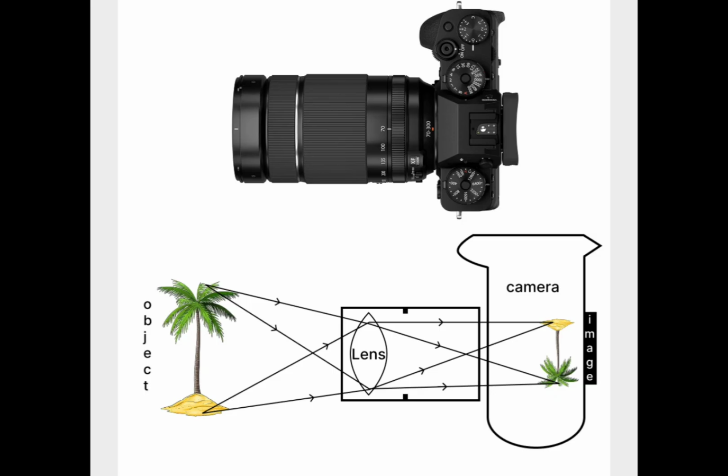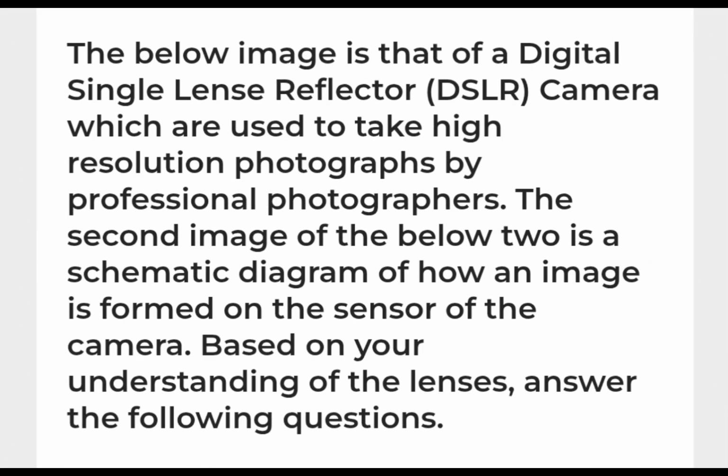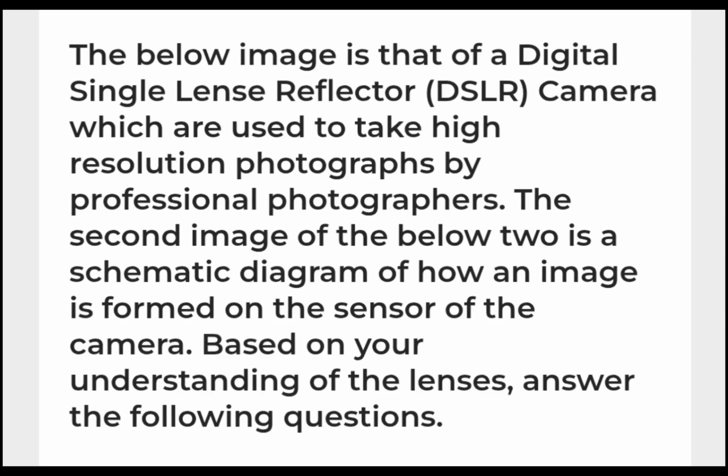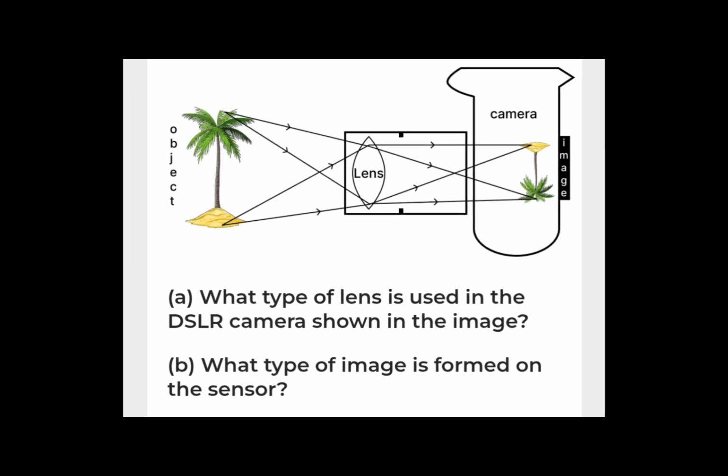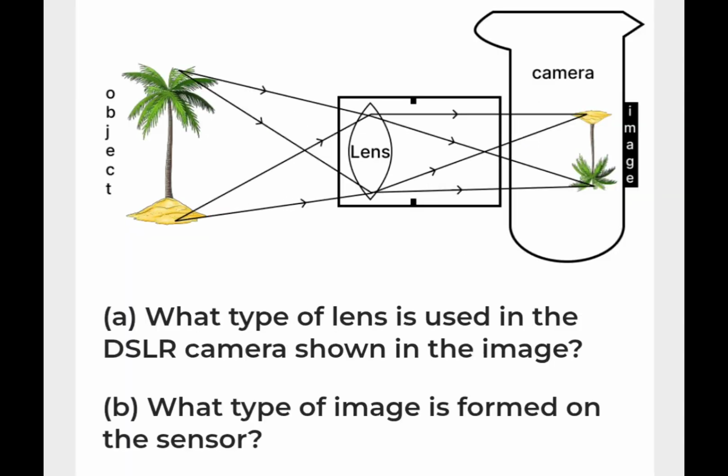I'll read out the question. The above image is that of a digital single lens reflex, that means DSLR camera, which is used to take high resolution photographs by professional photographers. The second image of the above two is a schematic diagram of how an image is formed on the sensor of the camera. Based on your understanding of the lenses, answer the following questions. Here they given four questions. So we'll solve one by one.